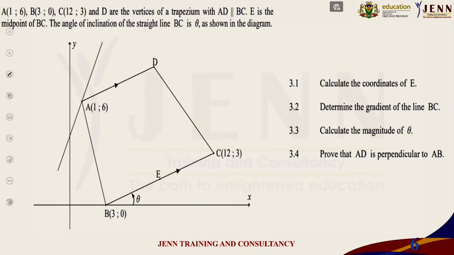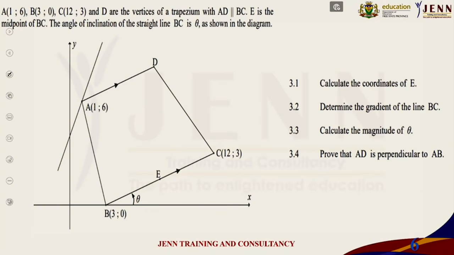The moment, my children, I hear two lines that are parallel, what comes into my mind is that the two lines share the same gradient. Two lines that are parallel share the same gradient, but two lines that are perpendicular do not share the same gradient. But the product of the two gradients of those two lines equals -1. That's when we are talking about perpendicular lines.